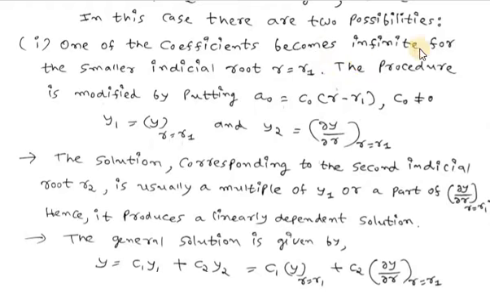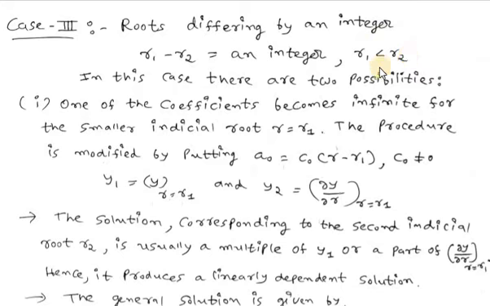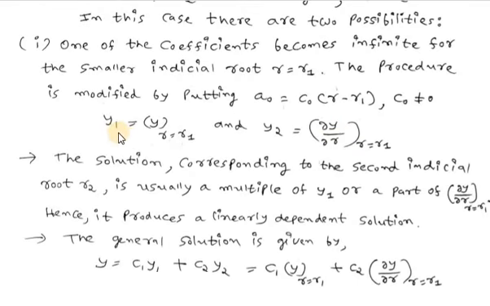One of the coefficients becomes infinite for the smaller initial root r equals r1. We have two initial roots, one is r1 and the other is r2. For the smaller initial root r equals r1, one of the coefficients becomes infinite. So the procedure is modified by putting a0 equals c0 times (r minus r1), where c0 is not equal to 0. And the solution will be given by y1 equals y at r equals r1 and y2 equals del y by del r at r equals r1.